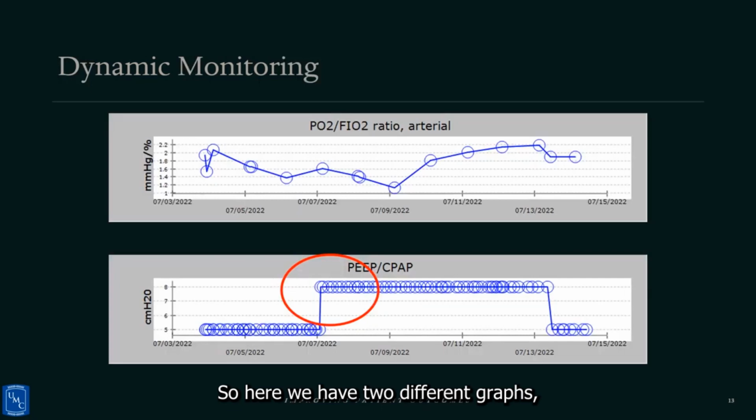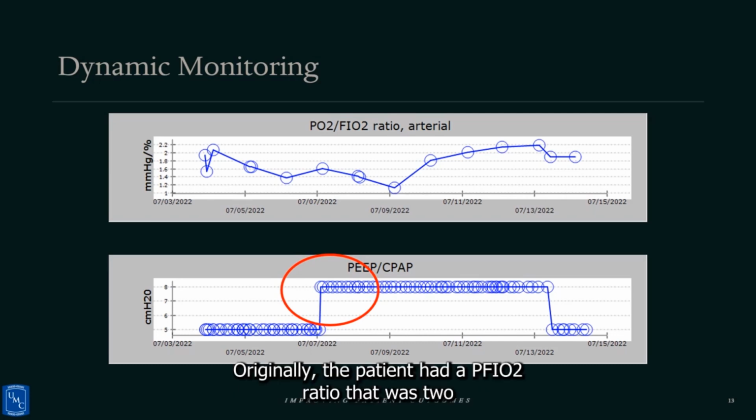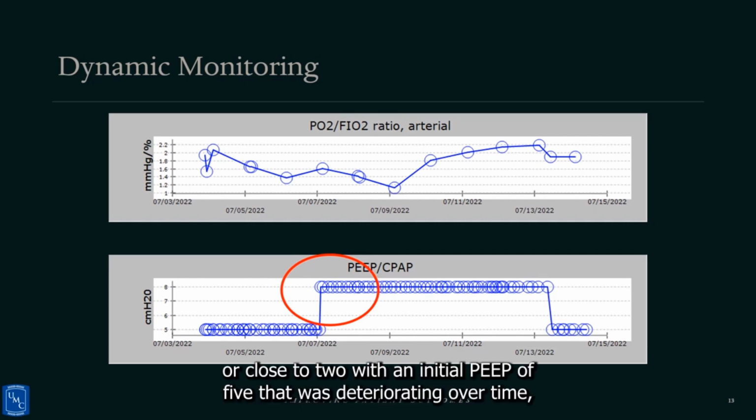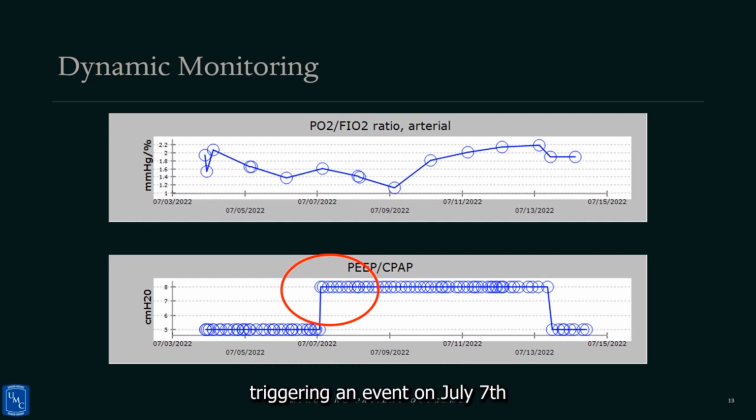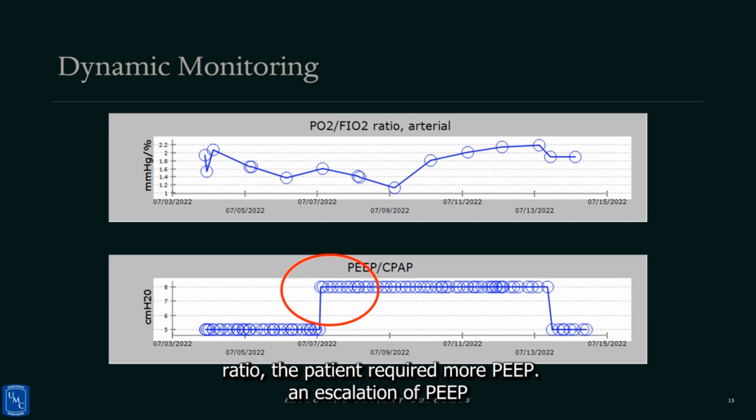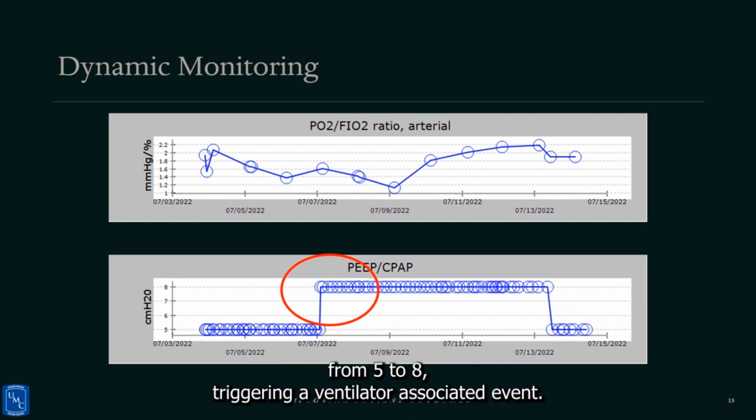So here we have two different graphs, one showing the PaO2 to FiO2 ratio and the initial PEEP that the patient was treated with. Originally, the patient had a PaO2/FiO2 ratio that was 2 or close to 2, with an initial PEEP of 5, that was deteriorating over time, triggering an event on July 7th, where due to the decrease in PaO2/FiO2 ratio, the patient required more PEEP, an escalation of PEEP from 5 to 8, triggering a ventilator-associated event.